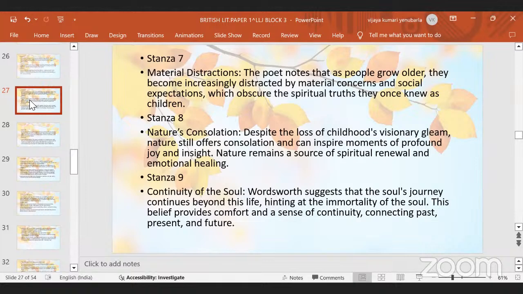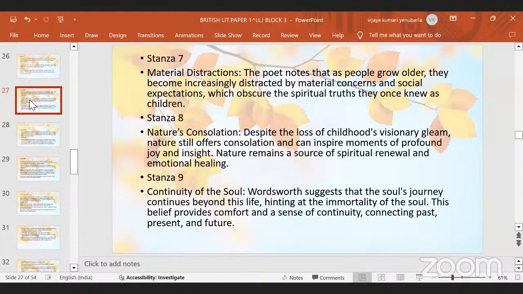Stanza 9. Continuity of the soul. Wordsworth suggests that the soul's journey continues beyond this life, hinting at the immortality of the soul. He says nature is like the soul. So the soul is immortal. What is mortal? Man is mortal, which means man is to die. Mortal is that which has death. Immortal is that which doesn't have death, which never dies. So the soul is immortal. Like that, nature is also immortal.